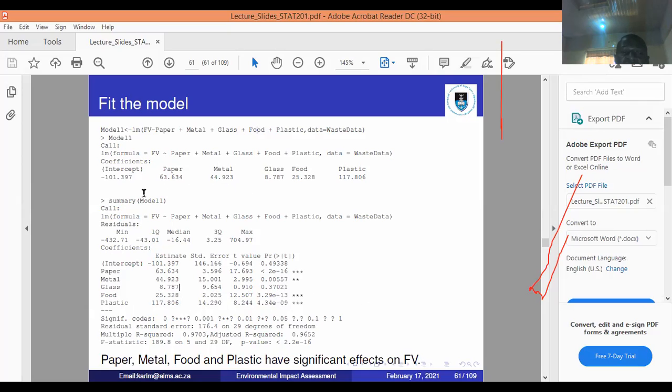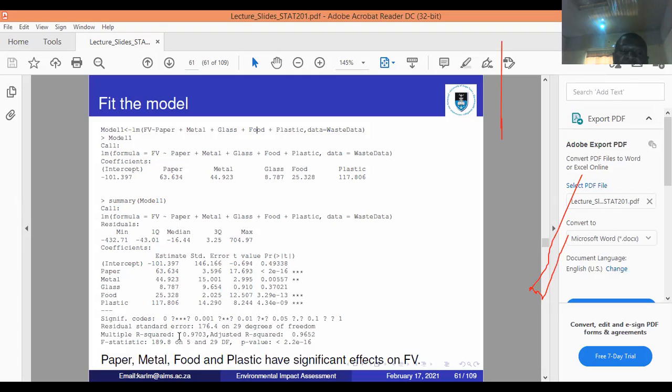Now we look at the overall fit of the model. So we ask ourselves, is this model the best model? How much variability in the fuel value are paper, metal, glass, food, and plastic able to explain? That can be answered using the multiple R square or the adjusted R square. And like I said, the multiple R square and the adjusted R square are the same, because whatever the multiple R square is saying will not be contrary to what the adjusted R square will say.